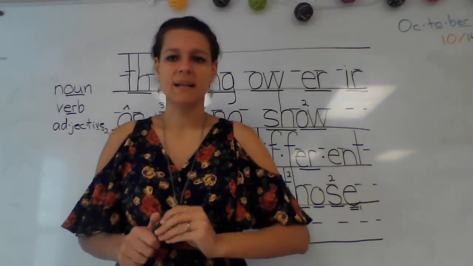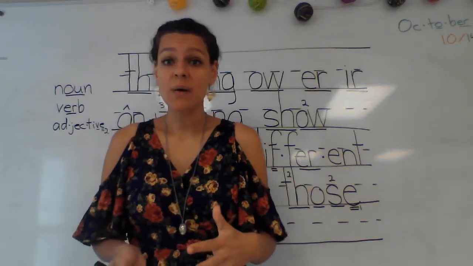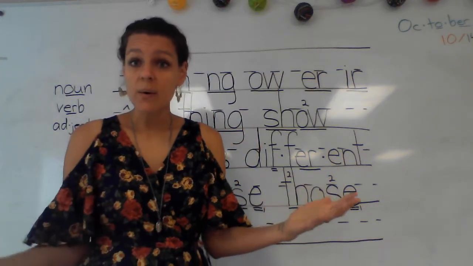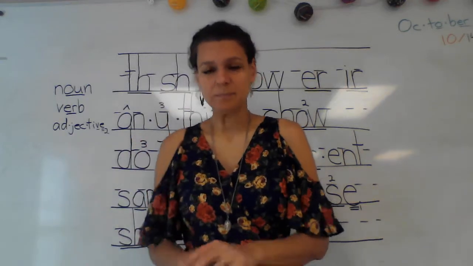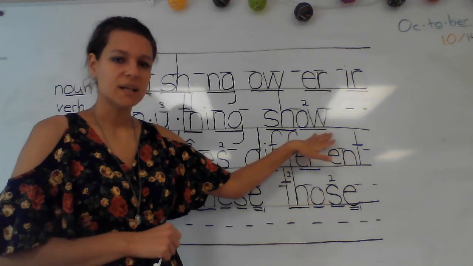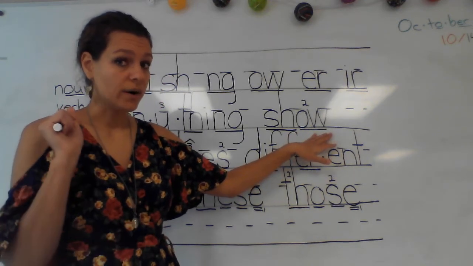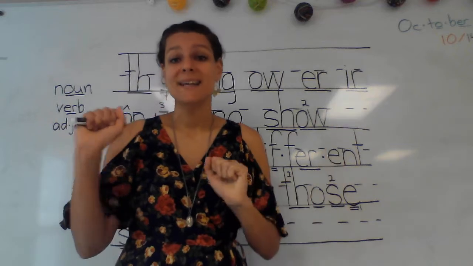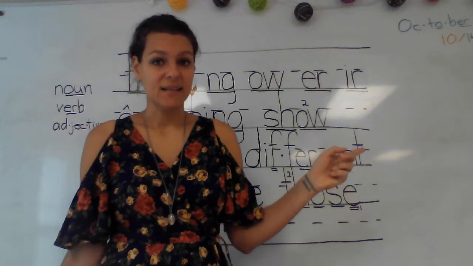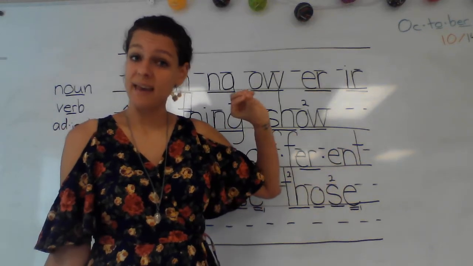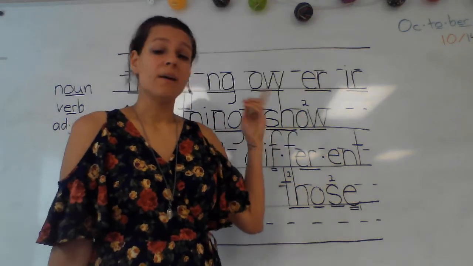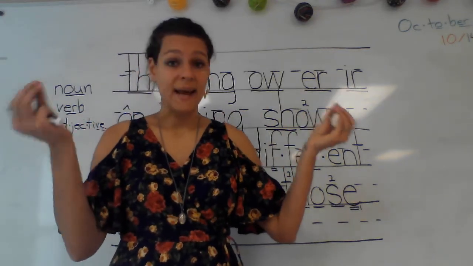How about in this sentence? My favorite show is about to be on TV. In that sentence, is show a person, place, or thing, or is it an action? All right, in that sentence, show was a thing. So show was a noun. So show can be a verb or a noun.